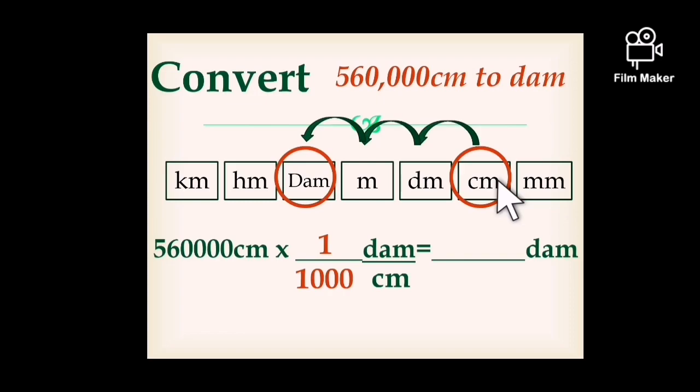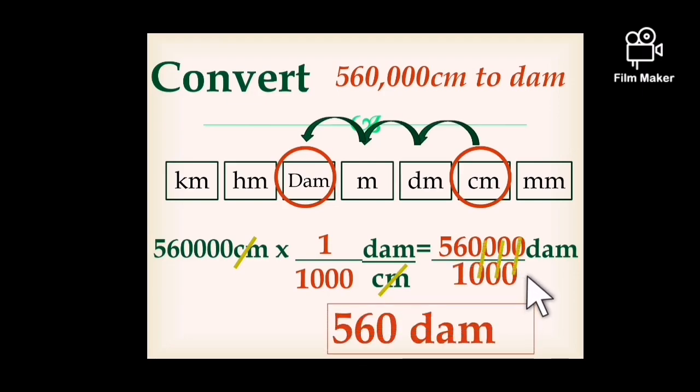So that is 10 times 10 times 10, which is 1000. So the value of 1 decameter is 1000 centimeter. So 560,000 times 1 is 560,000 divided by 1000. So cancel yung centimeter, cancel yung tatlong 0, and it will be 560 divided by 1, which is 560 decameter.